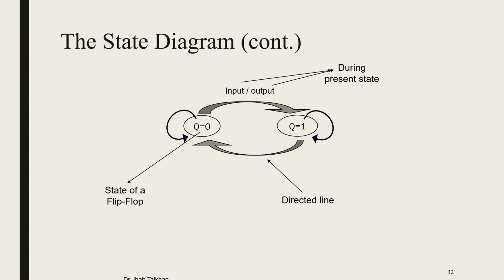Don't forget that. And at the same time, during the present state, we can also put the status of the flip-flops at that time. So on directed arrows, you can put either input over output, or you can put the status of the flip-flops, and this describes what's meant by the state diagram by graphs.